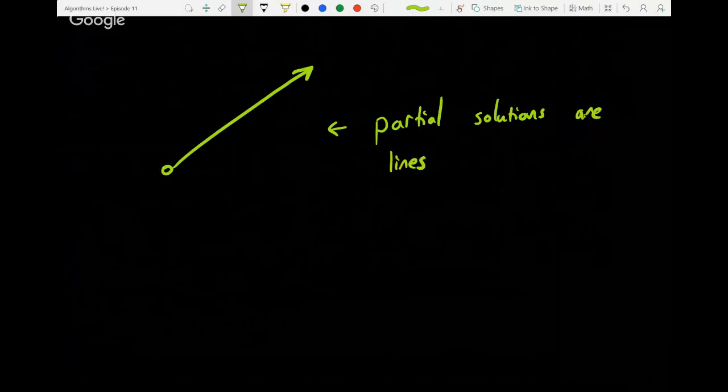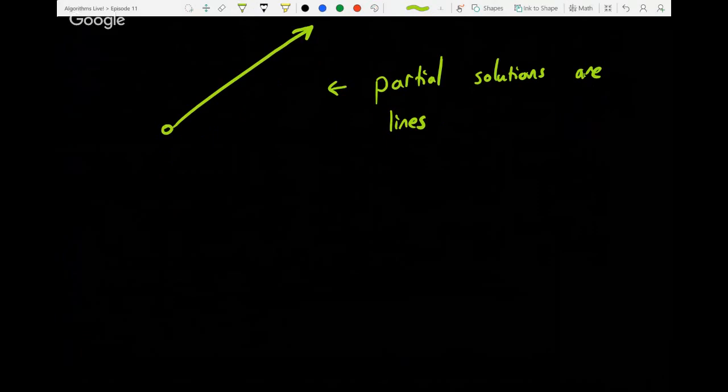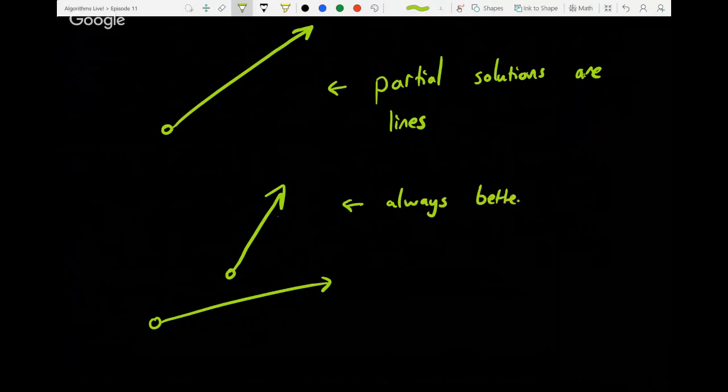So very similar to the last problem where they were all parabolas. So let's look at a few cases. We could have a case here. We have something with a higher slope. And the thing to notice is this is always better. So this one completely overtakes that one. So I'll say this is always better as soon as it becomes active.